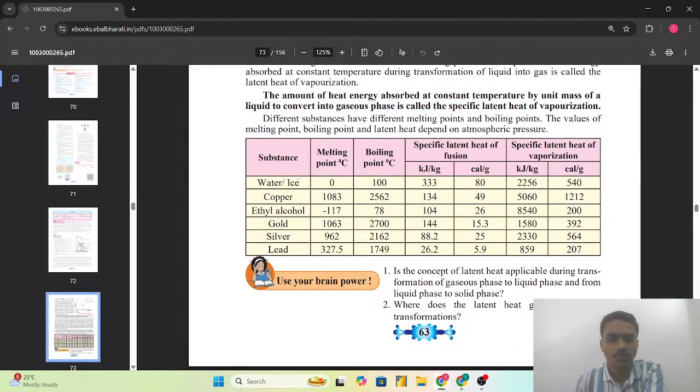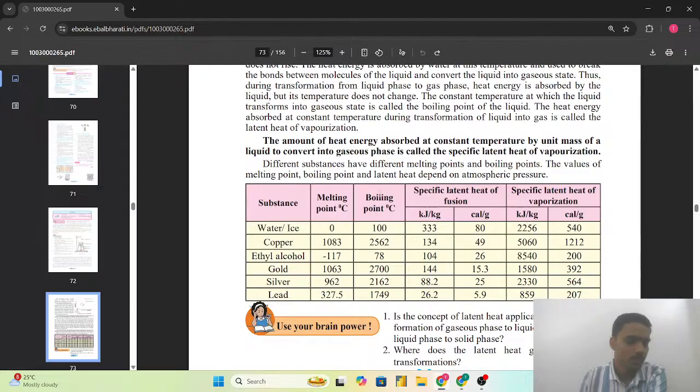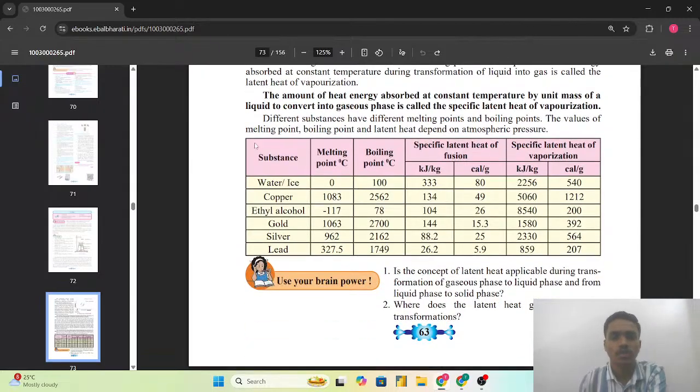So, different substances will have different specific latent heat of fusion and vaporization depending on their melting and boiling points. Here we are given a chart showing that different substances have different melting points and boiling points. These values of the melting point, boiling point and latent heat depend on the atmospheric pressure.